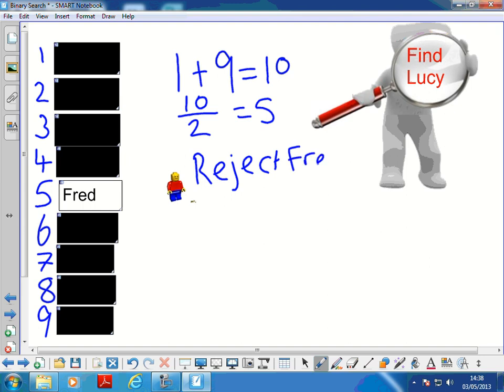Perfect. You can write over him, it's fine. Okay. And now what we're going to do is we're just going to keep repeating this process. Our start and end points now, instead of being 1 and 9, are 6 and 9. So repeat the whole process again.